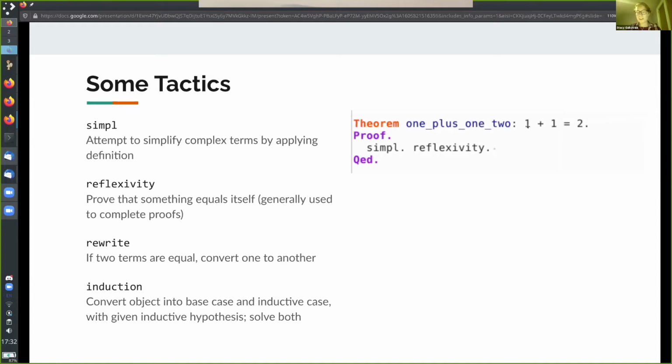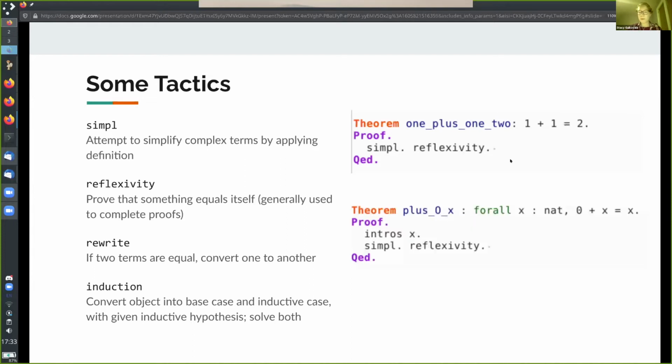So let's look at 1 plus 1 equals 2. I'll show you how this looks in the interactive editor in a moment, but overall, we as people know that 1 plus 1 equals 2, but we could also write this simple proof script, which applies the definition of 1 and then shows that 2 is equal to 2. We can also prove more interesting theorems with a universal quantifier. So for instance, this theorem, plus 0 x, says that for all natural numbers x, 0 plus x is equal to x. And then again, we write our proof script.